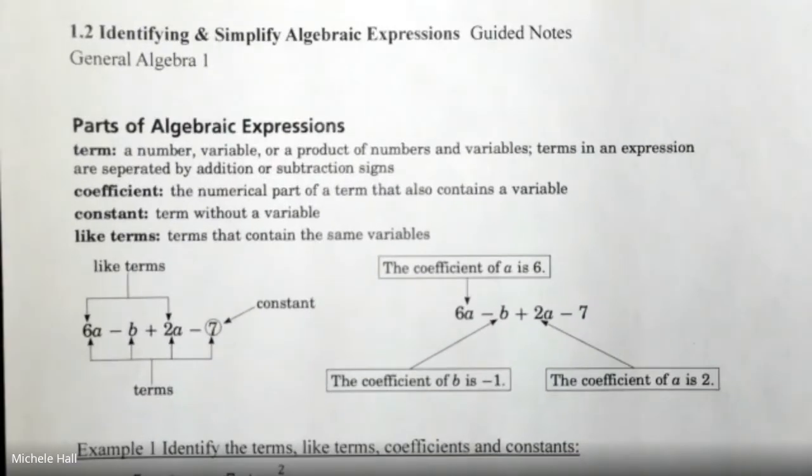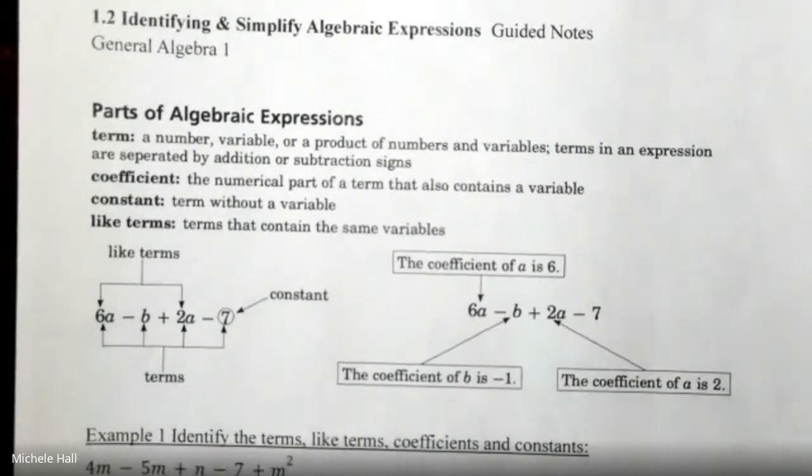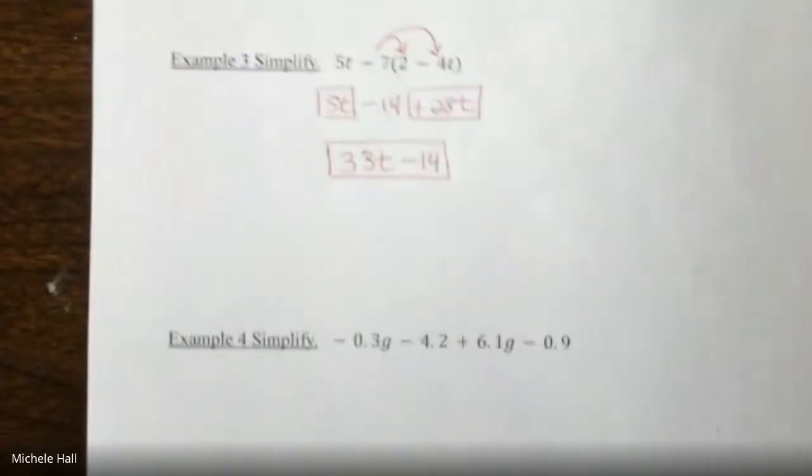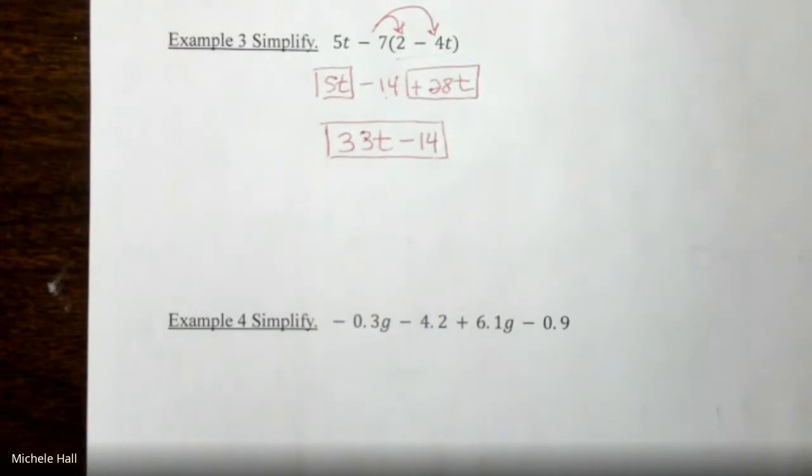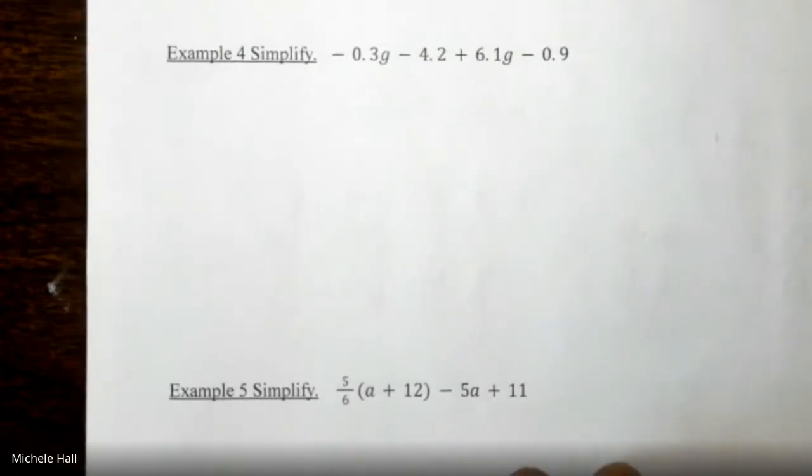Identifying and simplifying algebraic expressions. We've already taken notes on the first part of identifying expressions, like terms, constants, and coefficients. Now we are going to go to the second part of the notes. This will be examples 4 and 5, which will include decimals and fractions.